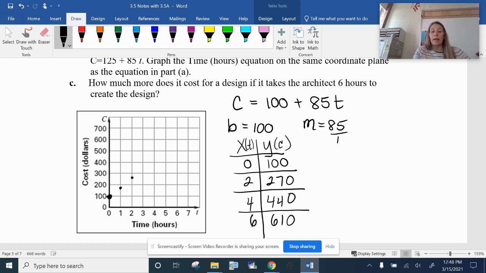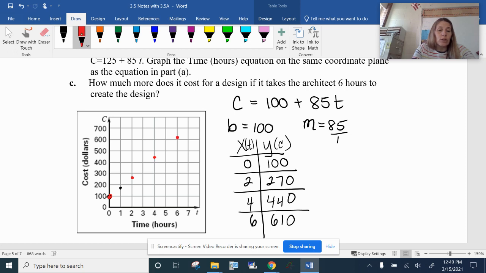Now the reason I picked these numbers, and I could have done 1, 3, 5, or 7 as well, is because they're all right on those little grid marks, so it's going to be easier to plot. So I have 0, 100. But now I'm going to do 270, so maybe I'll get a little bit better of an estimate. And then 440. And then 610.